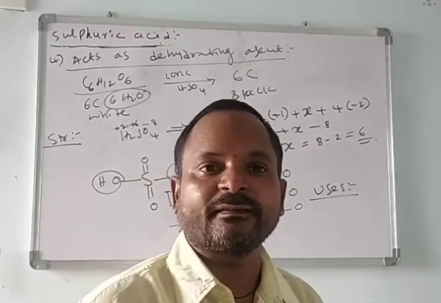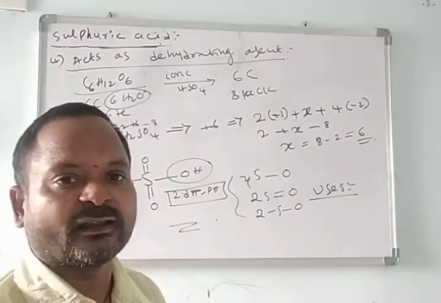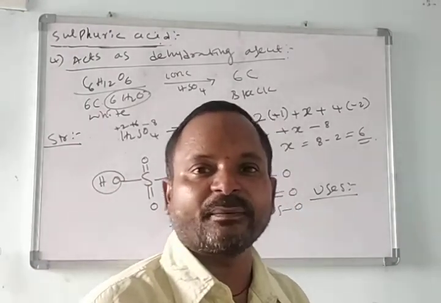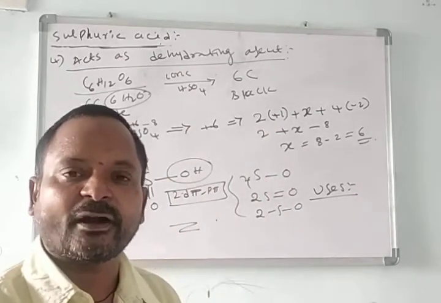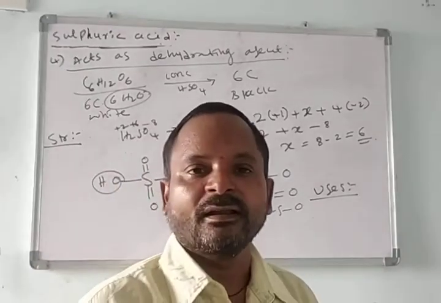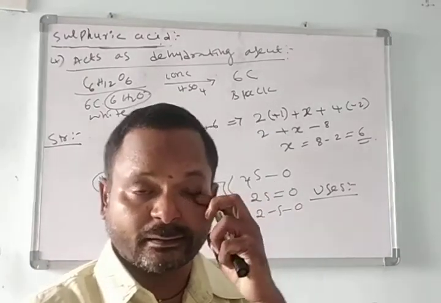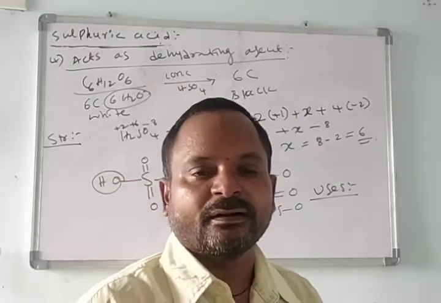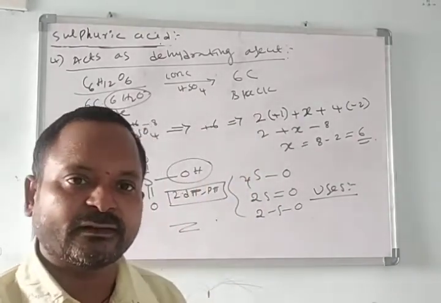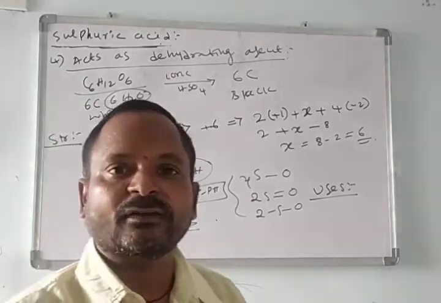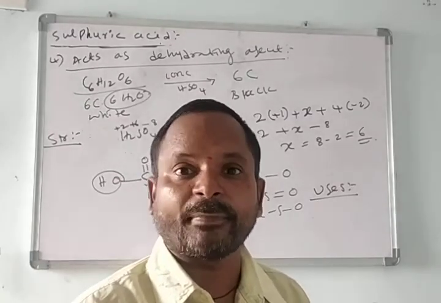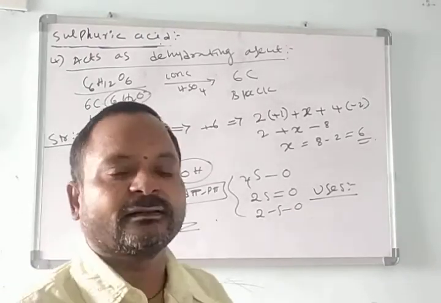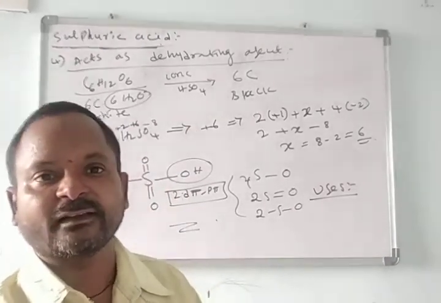One more important use of sulfuric acid is as a good laboratory reagent. It is a more dangerous chemical. If you touch sulfuric acid, the human body skin will be removed within 10 to 15 minutes. Its concentration is also much higher compared to phosphoric acid, hydrochloric acid and perchloric acid. These are the uses of sulfuric acid.